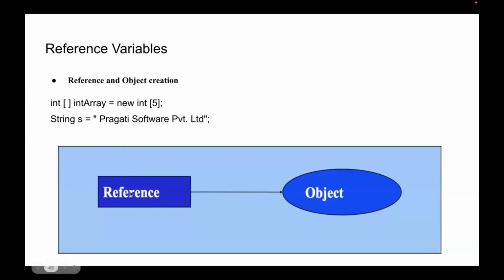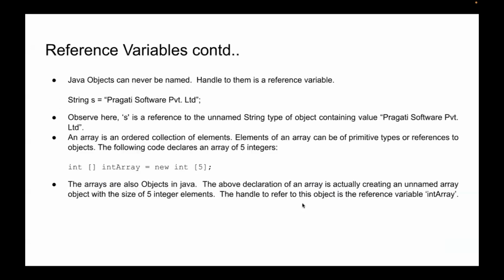But this we have already seen. Int array is basically your reference here. A new int 5, this is basically the object that we created. And this reference is pointing to this. Let's go ahead and see another slide.